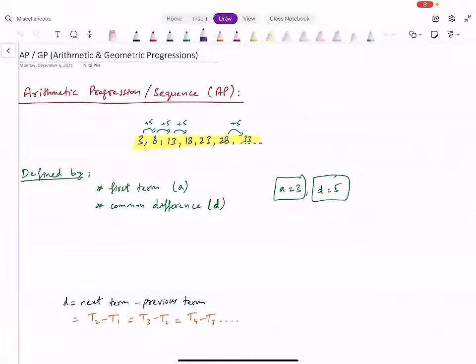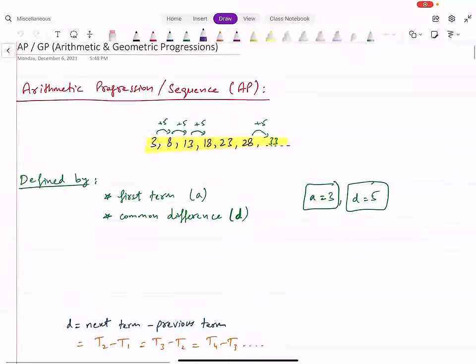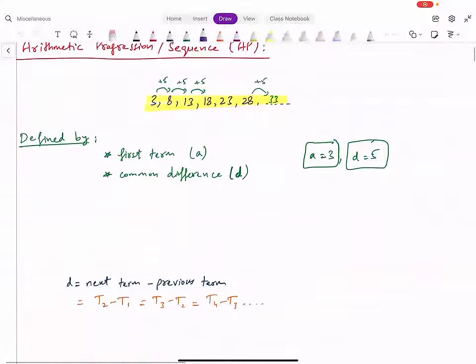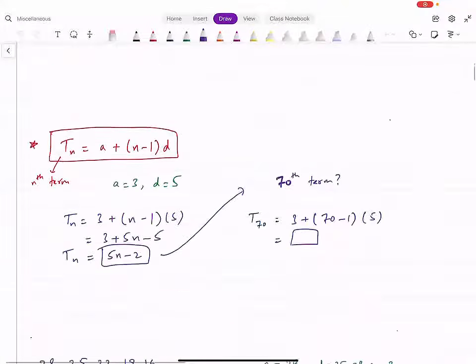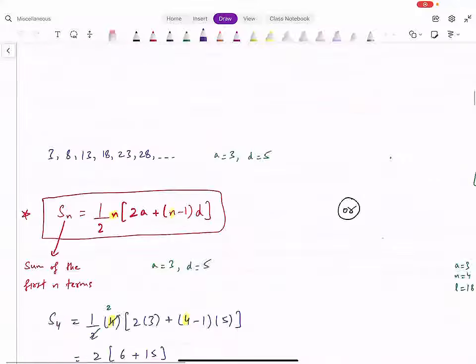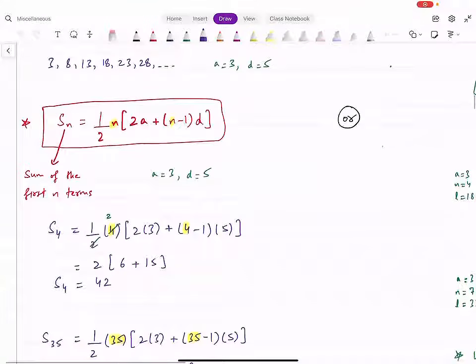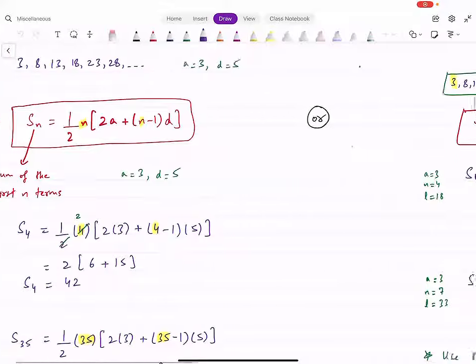When you have AP and GP, you need to know how an AP is defined, first term and the common difference. Difference कैसे find करते हैं, next minus previous. इसका term formula क्या होता है, इसके sum formula क्या होता है. AP के दो formulas होते हैं. You need to know when to use which one.